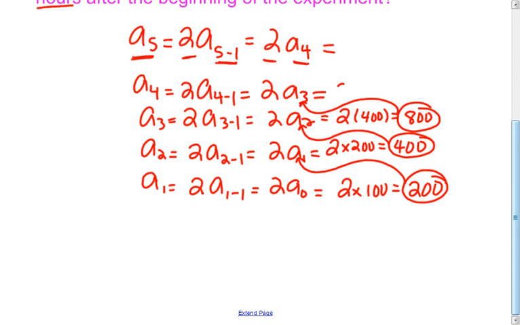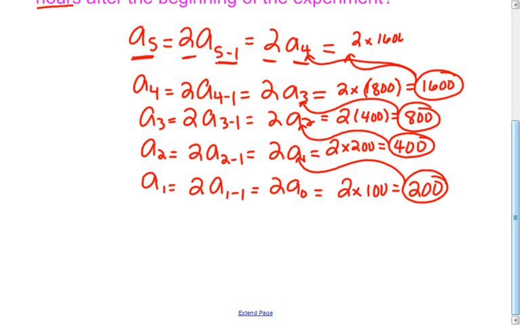Now I know that, I can plug it in. 2 times 800. Do you see what's happening every single time? You're taking 2 times the term before it. That's all you're doing. So this time I get 1600. This is the long way. I don't want you actually to do this the long way. I want you to not have to write all this out. But I'll plug that in right there. And 2 times 1600 then is 3200.